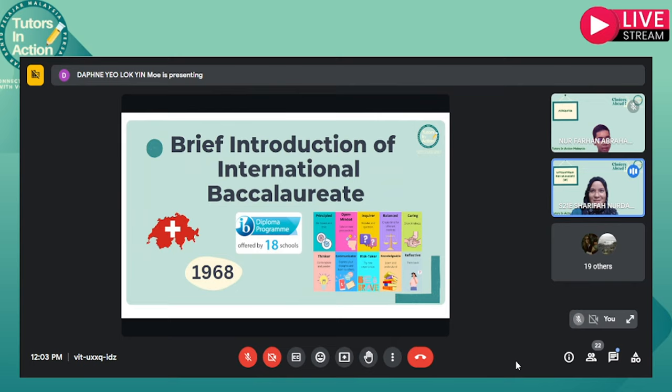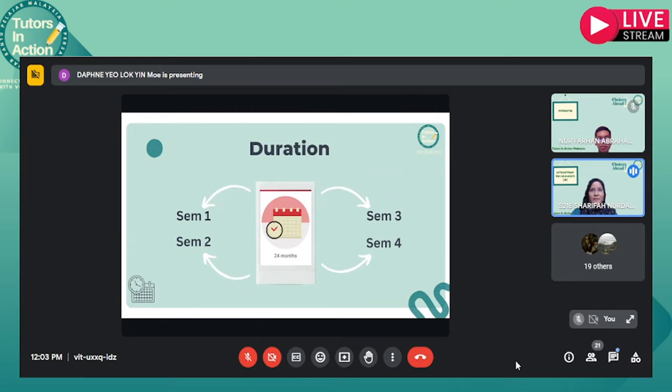So right from the beginning, we can see that IB is a very holistic pre-U. It takes into account other things besides your academics, basically. So it focuses on other things as well, and we will see how in the following slides. IB takes 2 years and is divided into 4 semesters. If you divide 24 months by 4, that will be about 6 months for each semester.